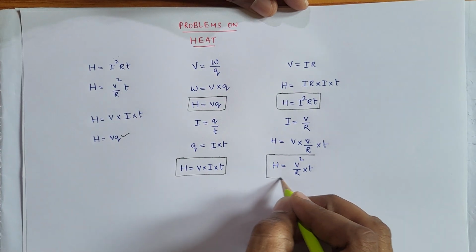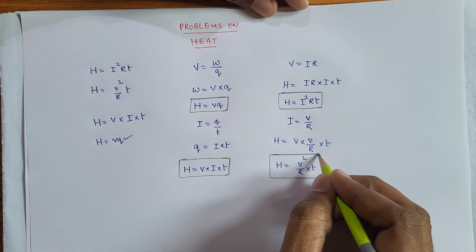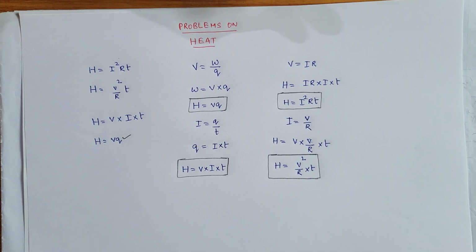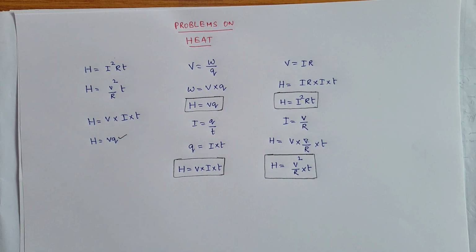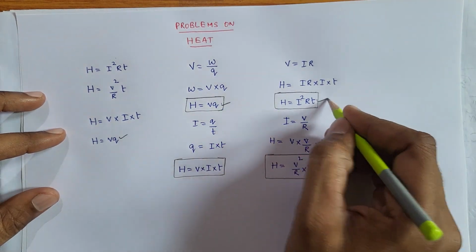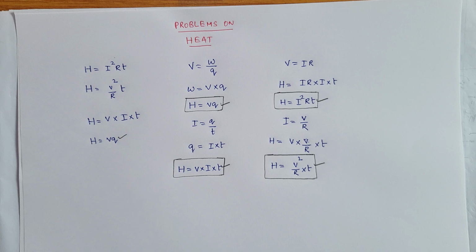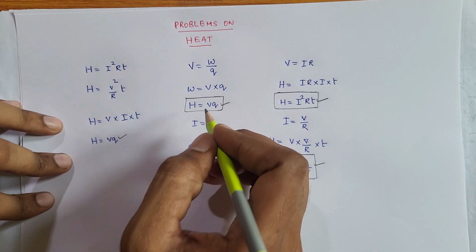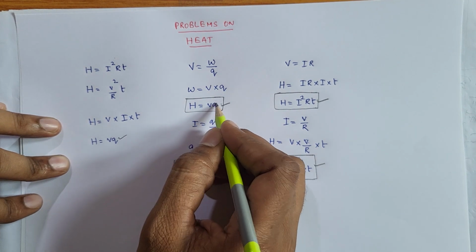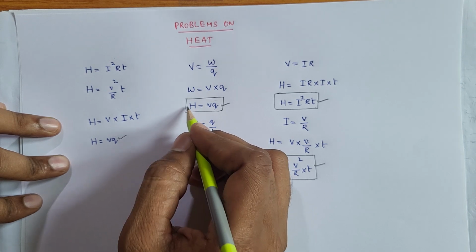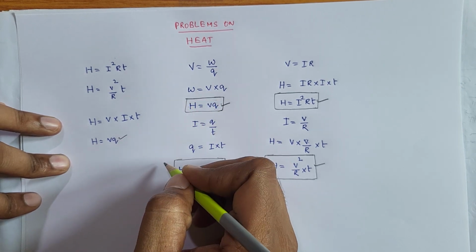V square divided by R into T, I square into R into T, V into Q, and V into I into T. So these are the formulas for heat generated, 1, 2, 3 and 4. On these 4 formulas only we are going to get some questions. If you remember all these 4 formulas, then the problems will be very easy. They may give any two and ask you to find the third one.